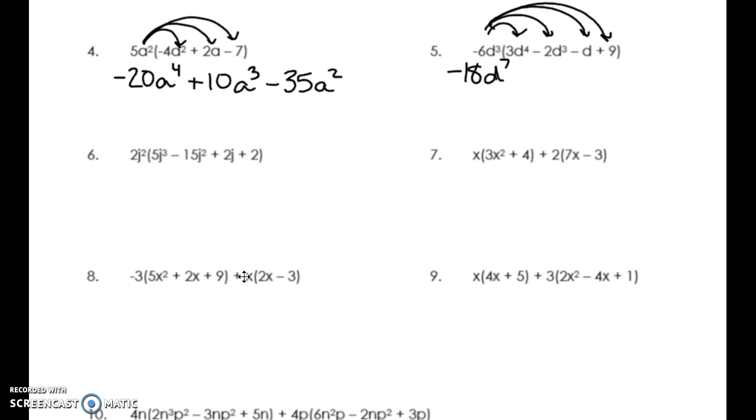Then we move on to the next one. So negative 6d to the third times negative 2d to the third, excuse me. So first my numbers, negative 6 times negative 2 gives you positive 12. So I'm going to add 12. Then I have d to the third times d to the third, which gives us d to the sixth.